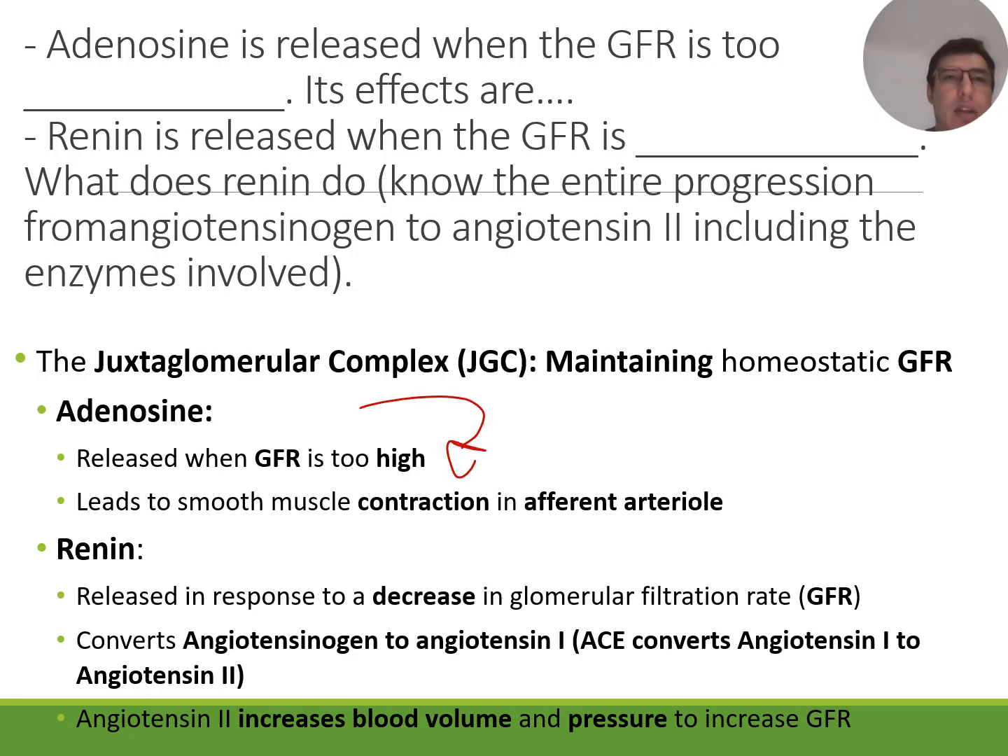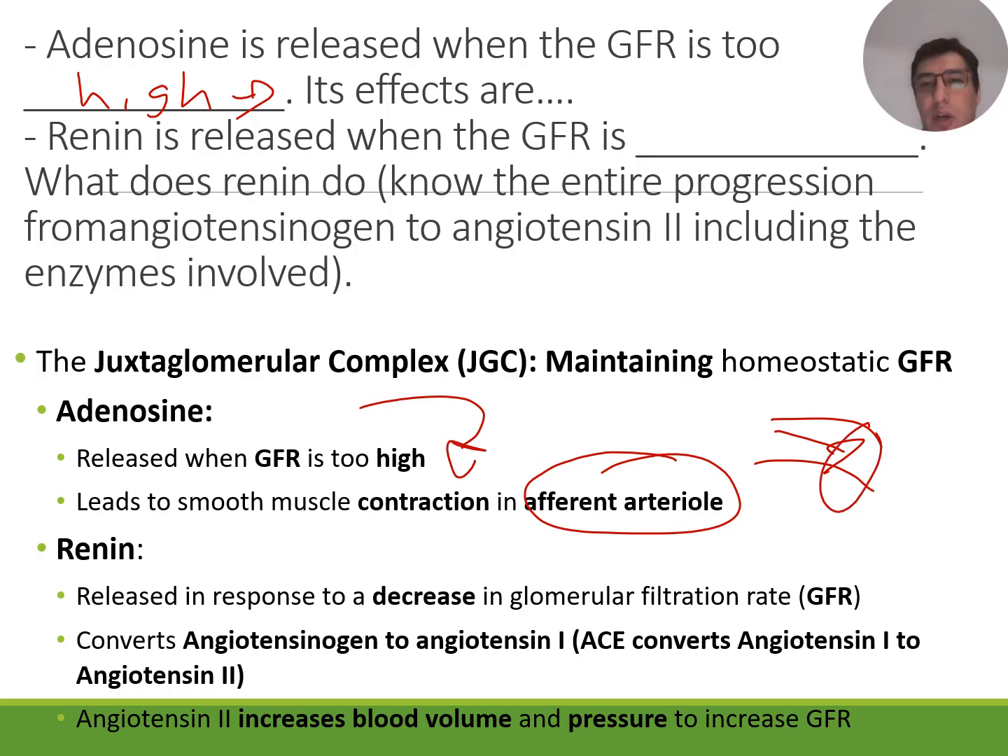So adenosine is released when GFR is too high, and its effects are to decrease blood flow through that kidney to decrease filtration. How do we do that? How do we decrease blood flow to that nephron? Well, we constrict the arteriole, so that blood that was going into the capillary, we're going to close it so there is less blood flow going into that capillary.